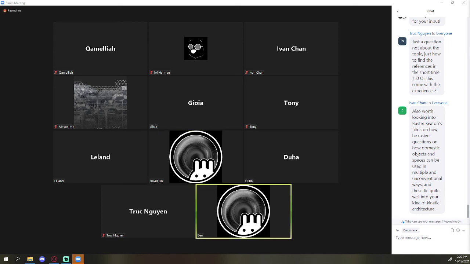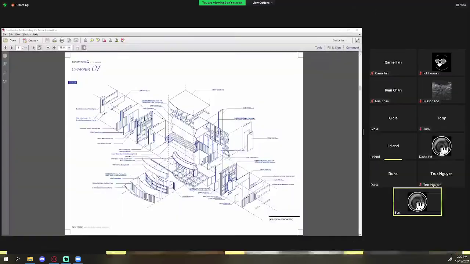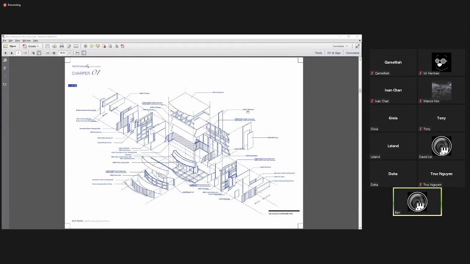Yeah, I have a project to share. I think it's highly relevant, but it's my own project in uni. I think David has seen this before, but if you don't mind, I'll share my screen and quickly go through it. It also uses a similar concept to the studio, which is kinetic facade. But it's not a residential project. It's about a food market.